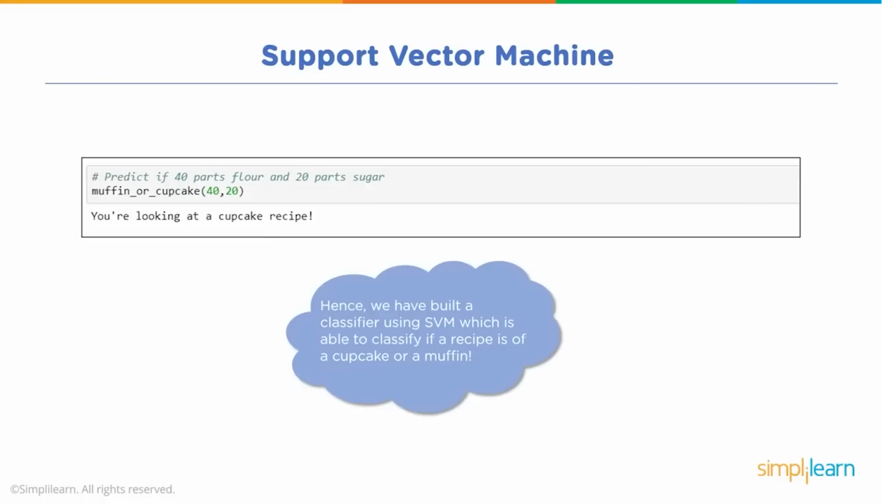So to go back over our setup, we went ahead for our support vector machine code. We did a predict 40 parts flour, 20 parts sugar. I think it was different than the one we did, whether it's a muffin or a cupcake. Hence, we have built a classifier using SVM, which is able to classify if a recipe is of a cupcake or a muffin, which wraps up our cupcake versus muffin.